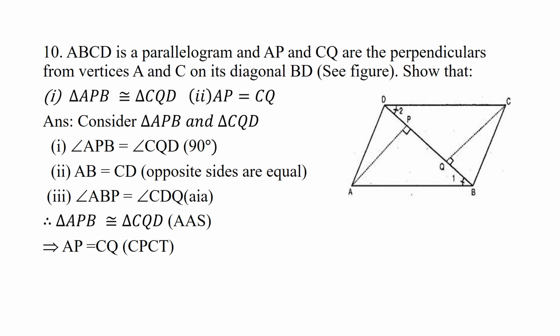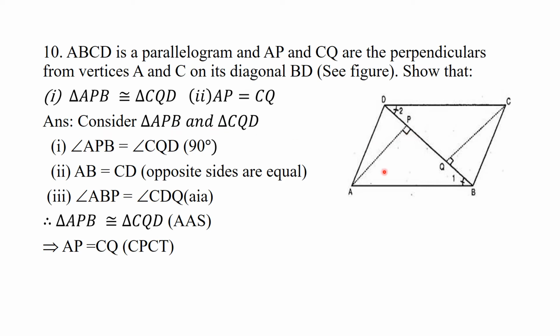Question number 10. ABCD is a parallelogram and AP and CQ are perpendiculars from vertices A and C on its diagonal BD. Show that triangle APB is congruent to triangle CQD and AP is equal to CQ. We are given ABCD as a parallelogram and the diagonal BD. We can see the lines AP and CQ are perpendiculars to the diagonal. Therefore, consider triangle APB and triangle CQD.